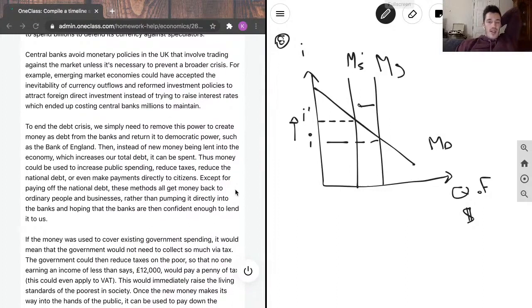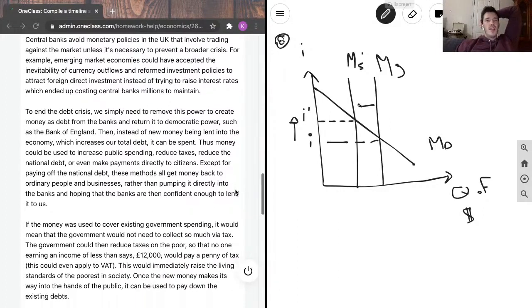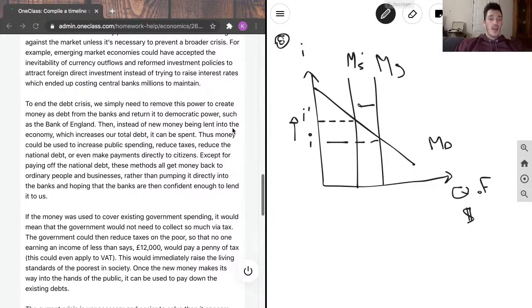Central banks avoid monetary policies in the UK that involve trading against the market unless it's necessary to prevent a broader crisis. For example, emerging market economies could have accepted the inevitability of currency outflows and reformed investment policies to attract foreign direct investment instead of trying to raise interest rates, which ended up costing banks millions to maintain.